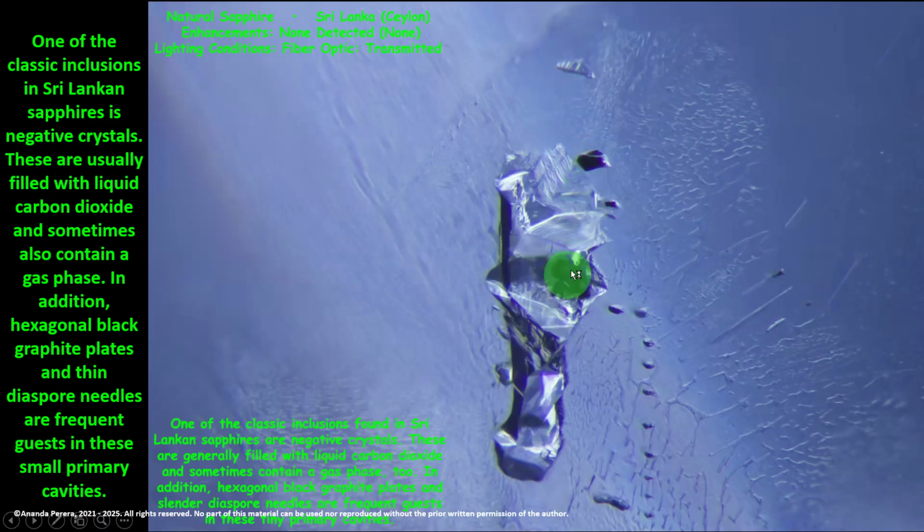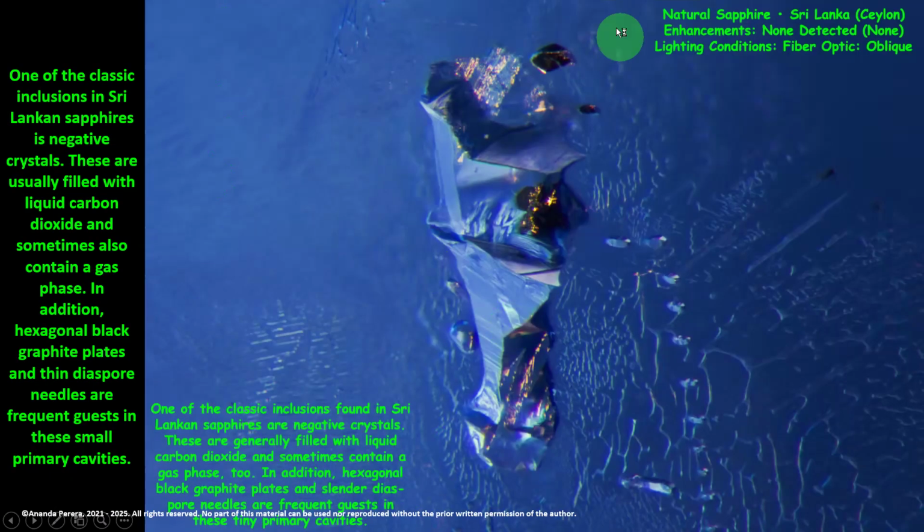Not diaspore needle, graphite plates. These are the diaspore needles, but we can see it properly here than the earlier one. See the diaspore needles here? See? Diaspore needles and black graphite plates. This is the fingerprint. So the same thing, but we can get more details. It is Sri Lankan sapphire, untreated sapphire.